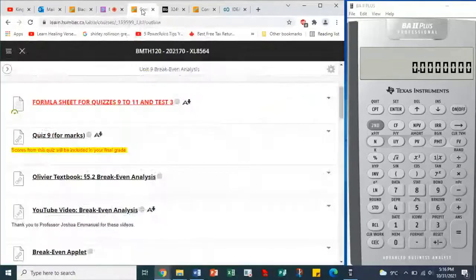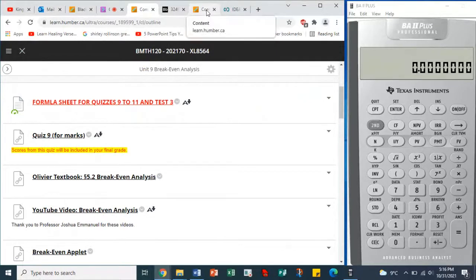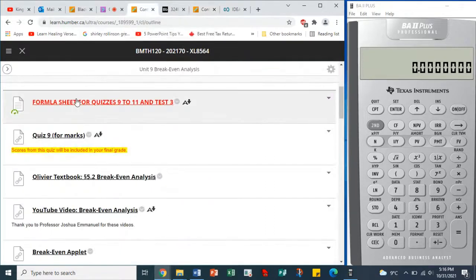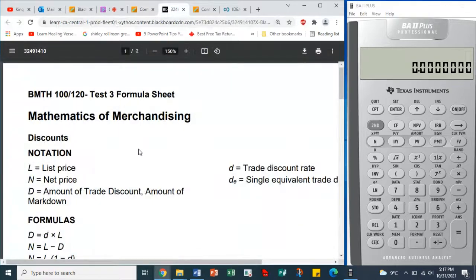Okay, here we are. We are at quiz 9, question 1. Now for these questions, you will have to use the formula sheet, which you will find when you click on quiz 9 in that same area where quiz 9 is listed. This is the formula sheet, and the formula sheet looks like this.